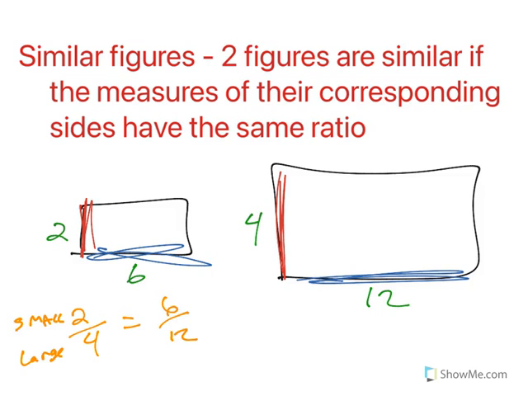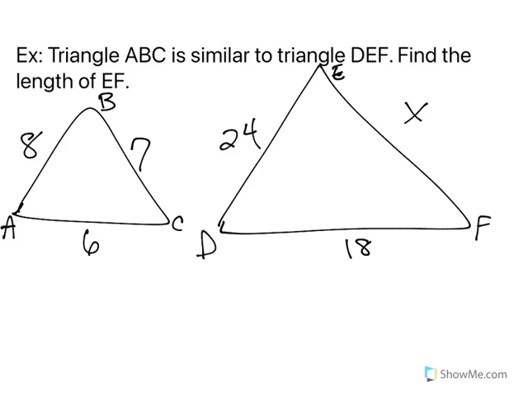And we can see that this is an equal proportion, because if I would cross multiply, 6 times 4 equals 2 times 12, right? They're both 24. So this would make them similar. So it's all about the corresponding sides. So let's just do two basic examples.